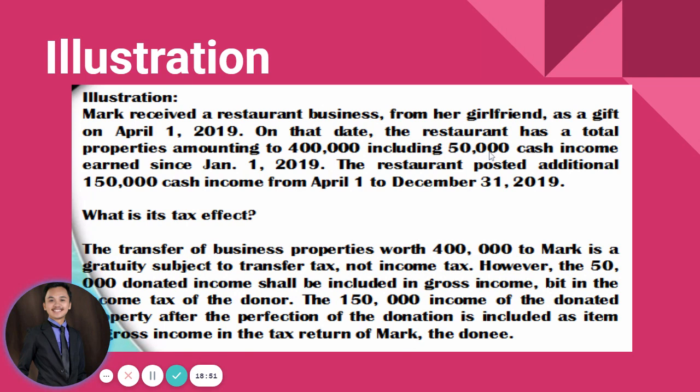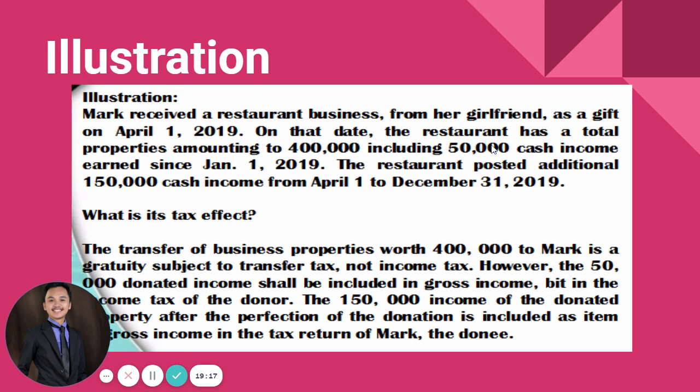So therefore, this 50,000, guys, is taxable from the point of view of the girlfriend, even if this 50,000 is also being transferred to her boyfriend. Okay? Since the owner of this property from January 1 up to April 1 is the girlfriend, therefore the girlfriend is the one subject to tax on that 50,000.